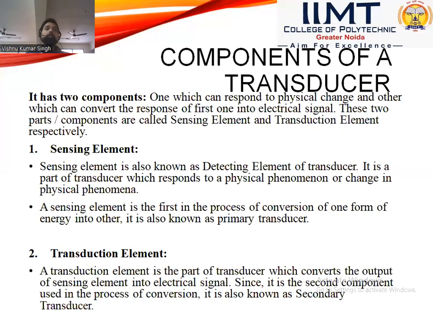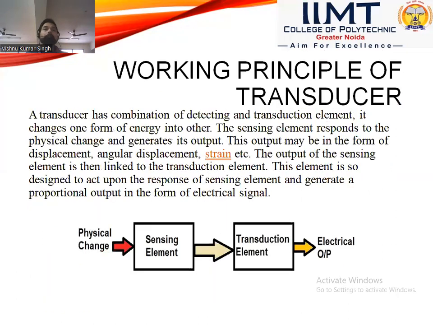Next element is the transduction element. A transduction element is the part of the transducer which converts the output of the sensing element into electrical signal. Since it is the secondary component used in the process of conversion, it is also known as secondary transducer.